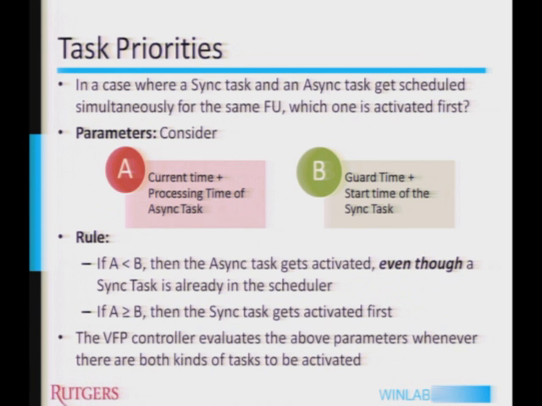We've seen in the previous slides that WinC2R supports 2 kinds of tasks, the sync task and the async task. The sync task has deterministic guarantees by having a set start time, guard time, and a rescheduled period. So the question arises: when a functional unit has both a sync task and an async task to be processed, which one gets activated first? Or in simpler terms, is the sync task always given priority? The short answer is no, in order to provision better utilization of both the VFP controller and the functional unit. So each time there is a clash of a sync task and an async task waiting to be activated, the VFP evaluates the following parameters A and B, and based on that, it determines which task needs to be activated first.